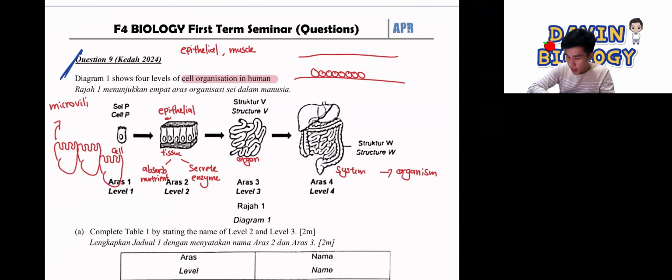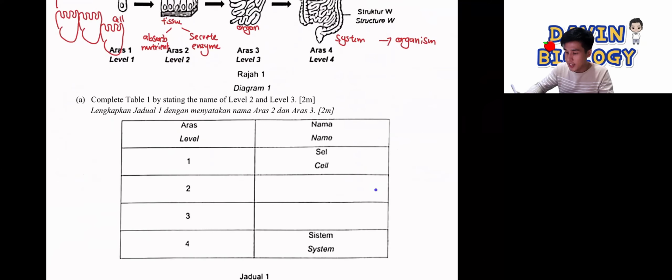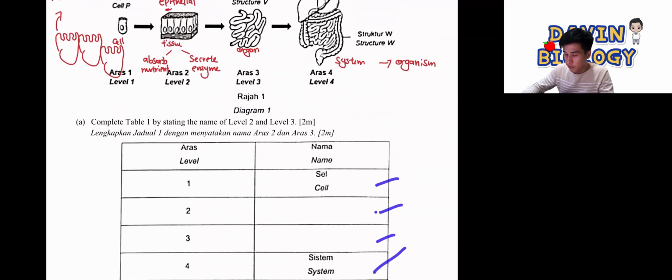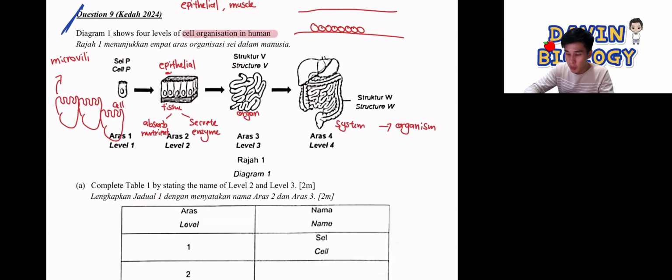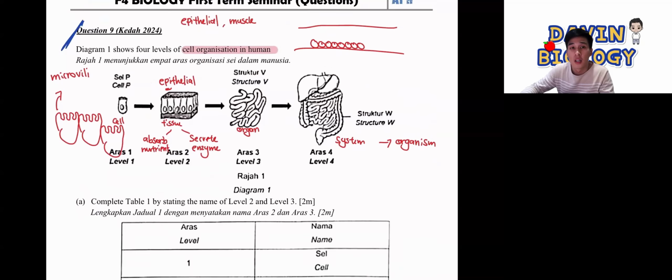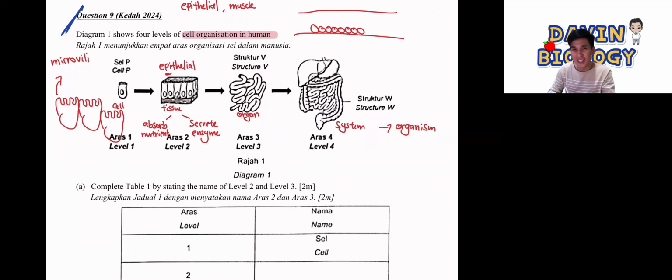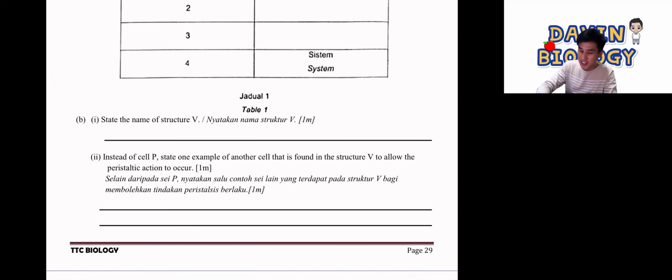Now, I already basically went through this cell, tissue, organ, system. Then they ask, state the name of structure V. So what organ is this? This organ is... intestine, right? More specifically, small intestine.